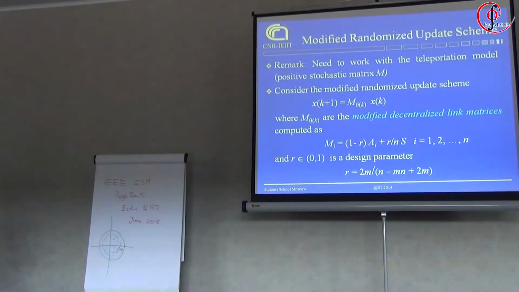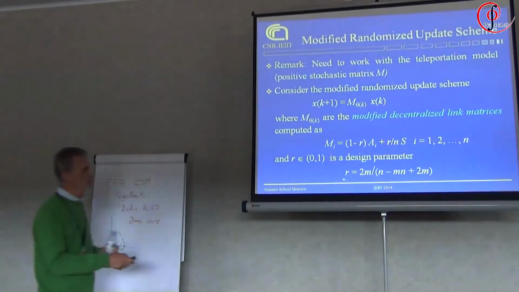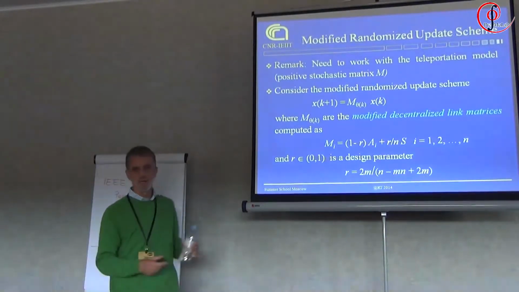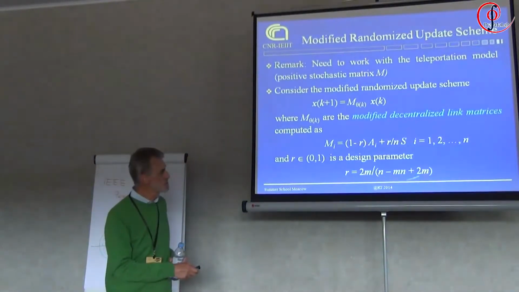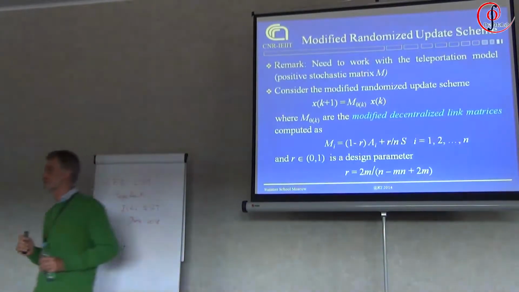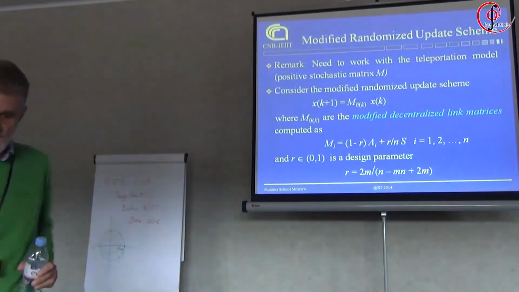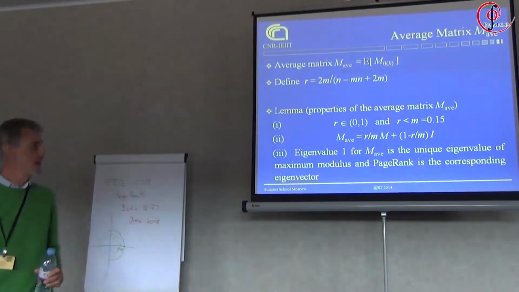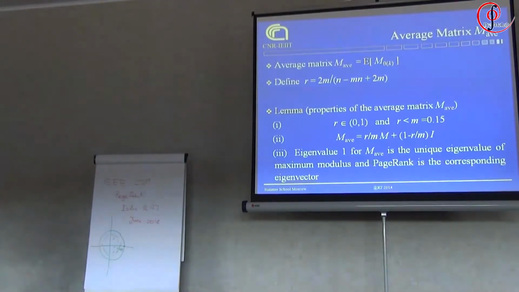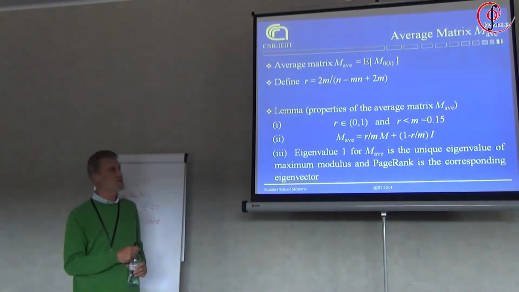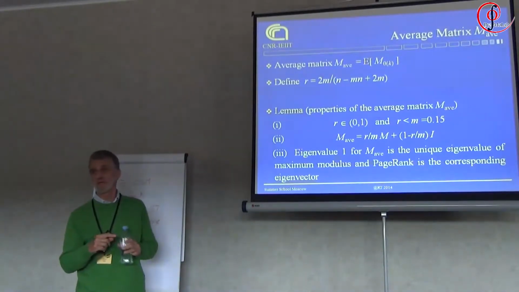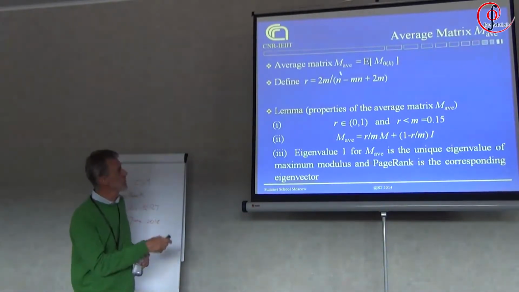This is a design parameter, and in particular we take R given by this formula, where m is 0.15, n is the number of web pages. So if the number of web pages is very large, then here in the denominator we get something very large, and R becomes very close to 0. Again, we have to study some properties of the average matrix, which means that we have M of theta k, and then we can study the expectation with respect to the stochastic process theta k of M of theta k, and we call this M average.